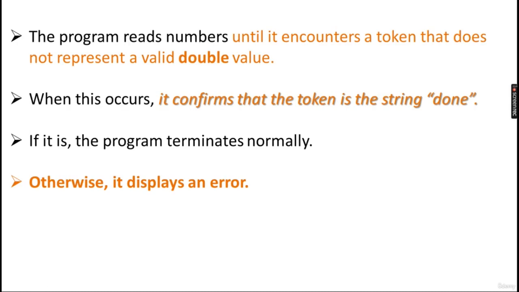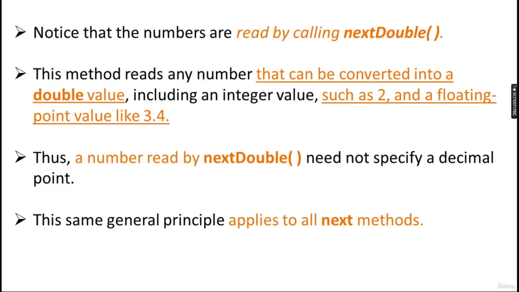The program reads numbers until the user enters done. When this occurs, it confirms that the token is a string "done". Unless and until double values are entered, the program terminates normally; otherwise it will display the error. The numbers are read by calling nextDouble.